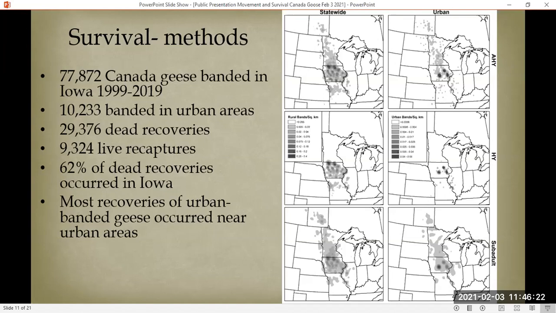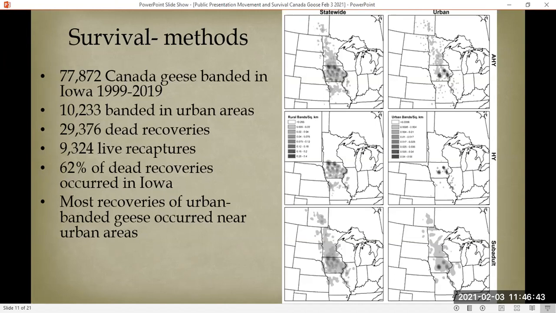And with this strong data set, we were able to break it up into two different groups of geese. Again, a statewide population, so kind of your typical Iowa Canada goose, and then an urban population. So these were geese banded within the city limits of Iowa's three major metropolitan areas.